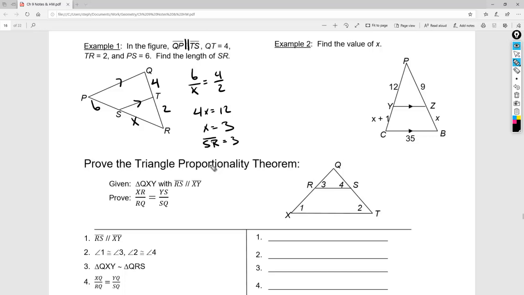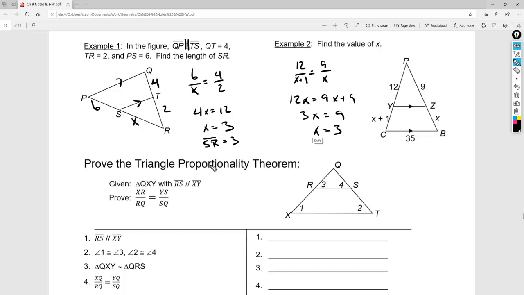Alright, next they want me to find the value of x. And so I see that YZ and CB are parallel. So what I know is that 12 is to x plus 1 as 9 is to x. So solving this out, 12x equals 9x plus 9. 3x equals 9, so x must be 3 again.